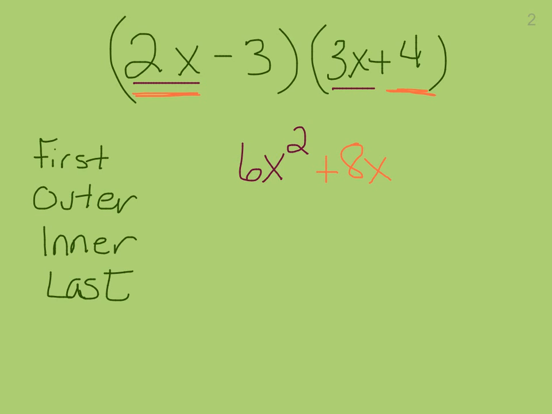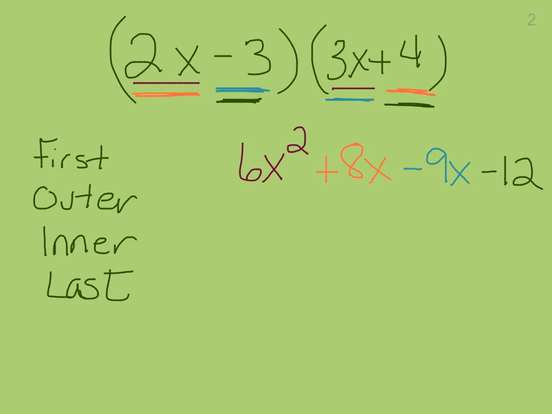And then the inner are the ones that are on the inside of the parentheses, that's the negative 3 times the 3x, which will give us negative 9x. And then last are the ones at the very end, so that's the negative 3 times the 4. That would give us negative 12. And what you see is that the 2x and the negative 3 each got multiplied by the 3x and the 4. So you multiply 2x times 3x and times 4, and then negative 3 times 3x and 4.